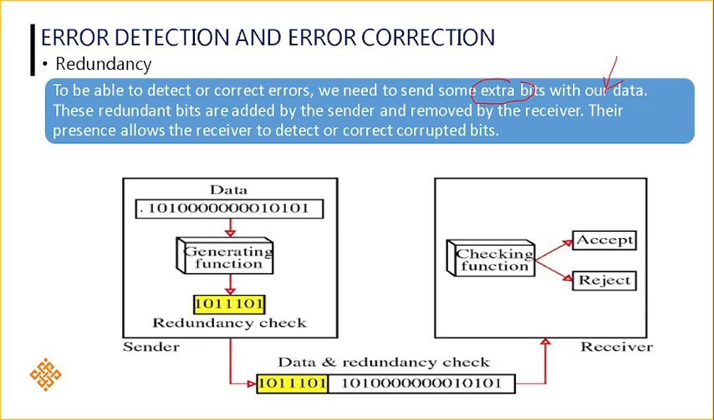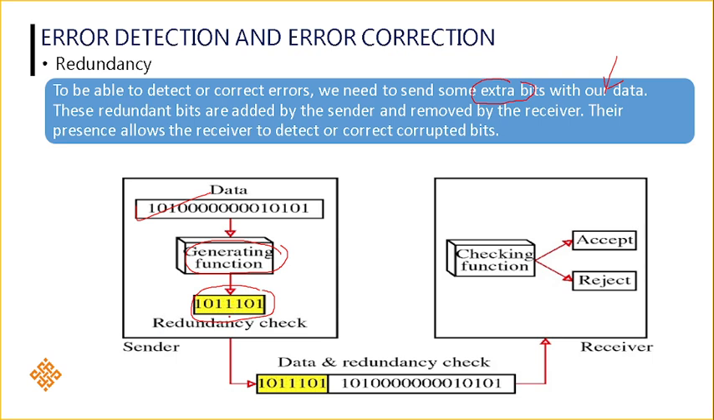Here you can see clearly, this is my original information, the data I am sending. The generator function, which is one of the functions at the sender side, will add some extra bits like 1011101. It may be any number of bits, based upon what type of technique we are using. But one point we should keep in mind: as we increase the number of redundancy bits, there may be more chances of accuracy in the error detection.